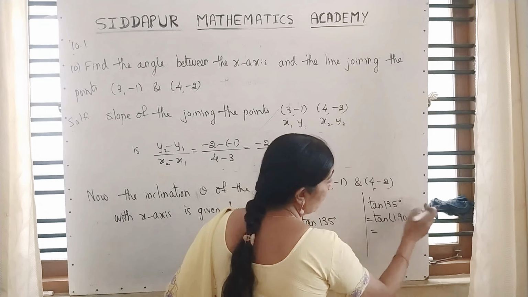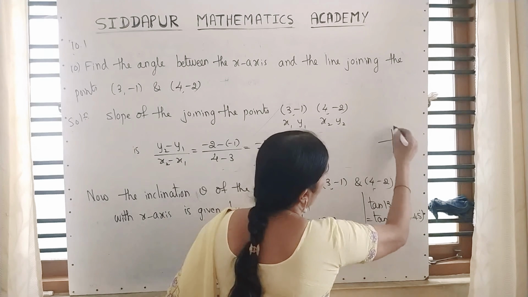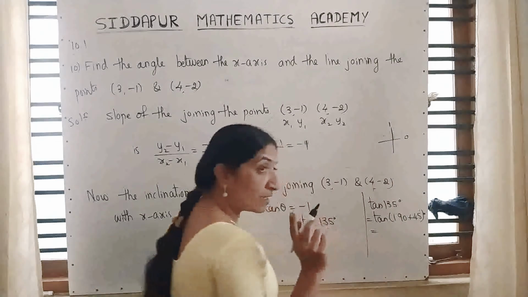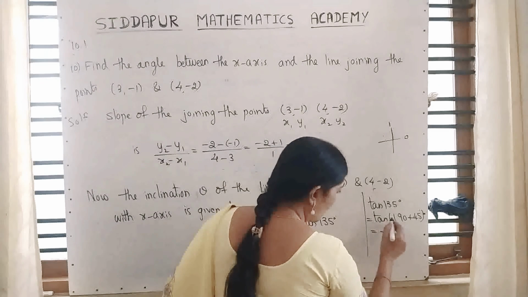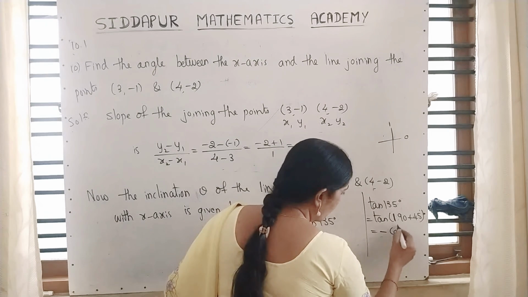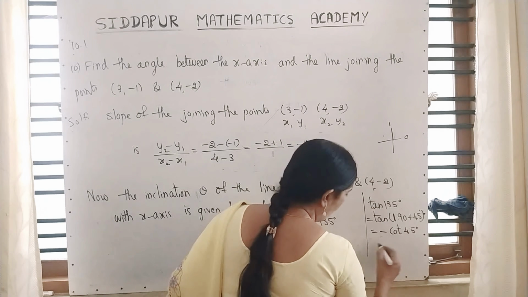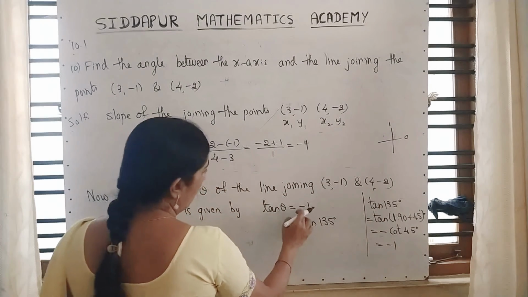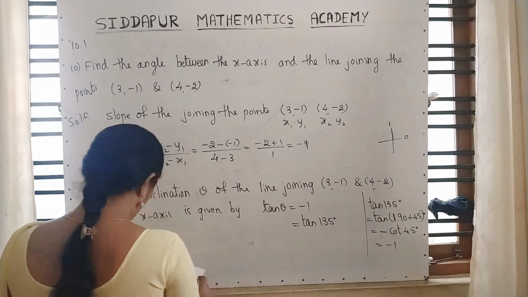1 into 90 plus 45. Here 1 into 90 plus means the second quadrant. In the second quadrant, tan is negative. And 1 is odd, so tan changes to cot. Cot 45 is 1, so with the negative sign it is -1. That means tan 135 is -1.